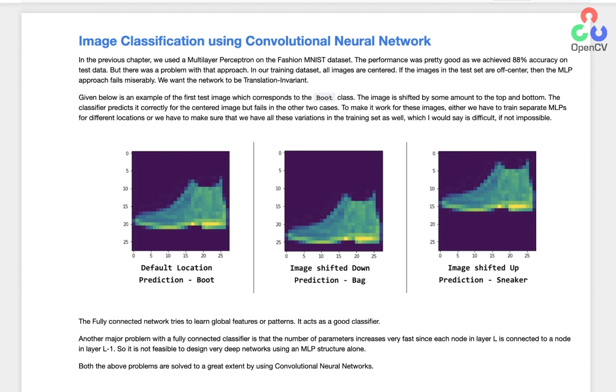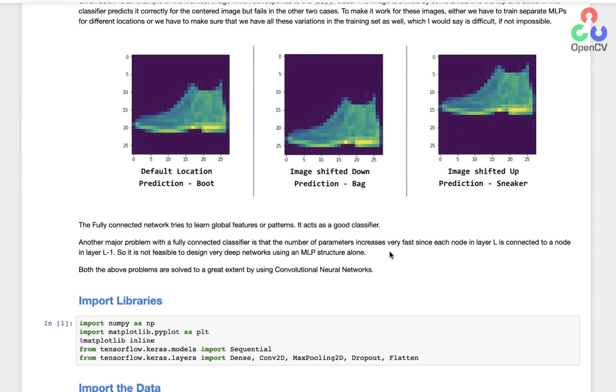In this notebook, we are going to show you the right way to solve image classification problems, and it involves convolutional neural networks. Before we go into what the architecture looks like, let's look at some of the limitations of multi-layer perceptron. The first thing is that it is not translation invariant. So the model that we trained in our last notebook, if we give it this image, it will correctly identify it as a boot. However, if we translate the whole image, if we move the whole image down or up, then we will see a different classification.